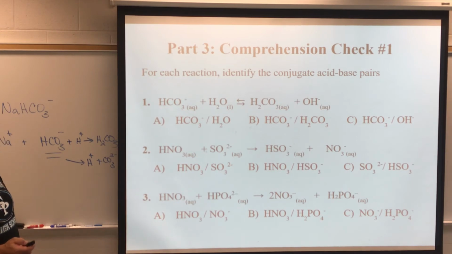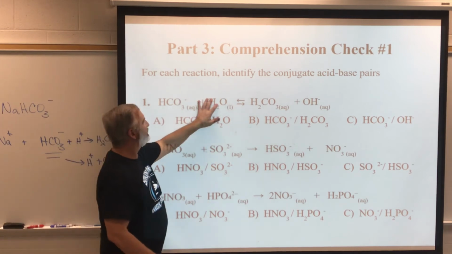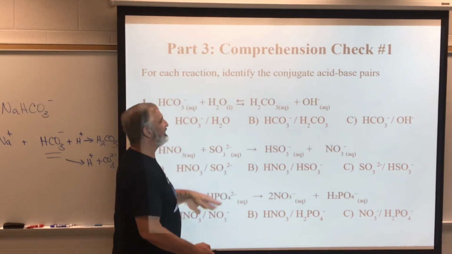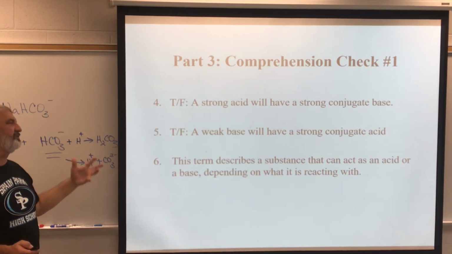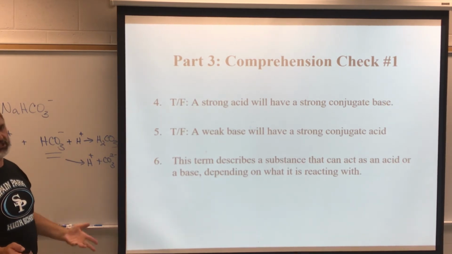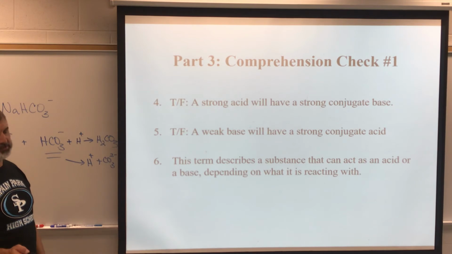Okay, so you can go ahead and pause it now, and you can look and identify your conjugate acid-base pairs here. And so this is multiple choice, just see which one of these are actually a conjugate acid-base pair. Okay, and so you have these 2 all the way through number 6, comprehension check. So go ahead and pause the video and work those out right now.